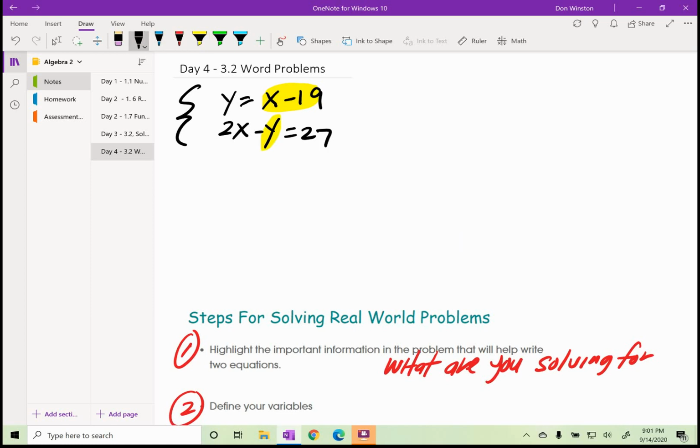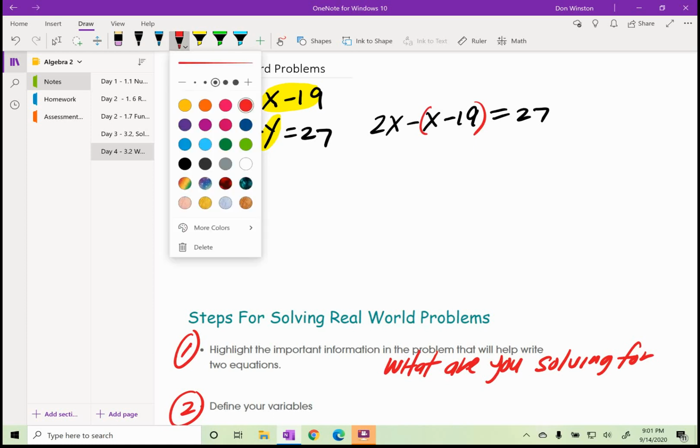I'll show you two mistakes students usually do. The first mistake is this here. They'll write 2x minus, now they see that the expression for y is x minus 19, and then they'll go x minus 19 equals 27. That's only partially correct, okay? What you need to do is put that x minus 19 in parentheses, okay? Because that's the expression for y.